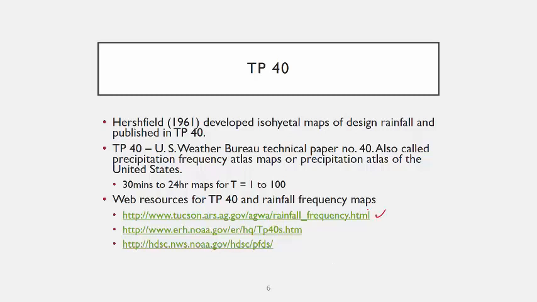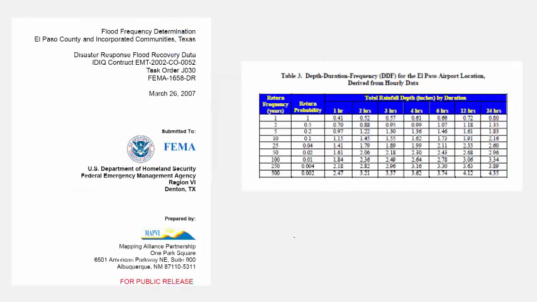You can find them following these links. It's all the same information, it's just that different people have published it, so you can take a look at that. Other sources I have put here. You can find depth, duration, frequency of precipitation for Texas, but again, it's the same information, just presented differently.